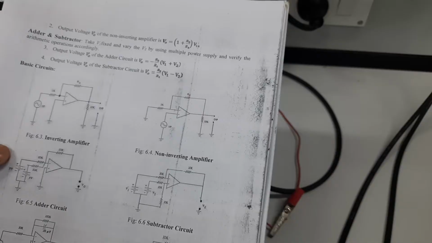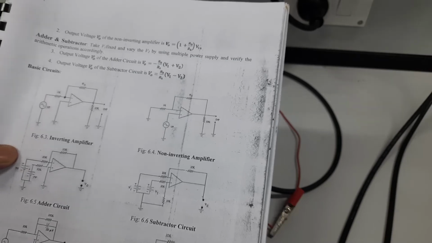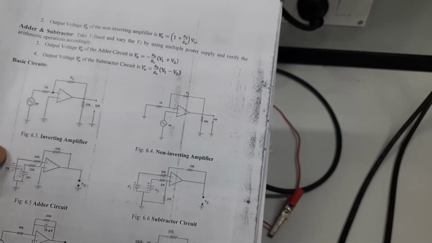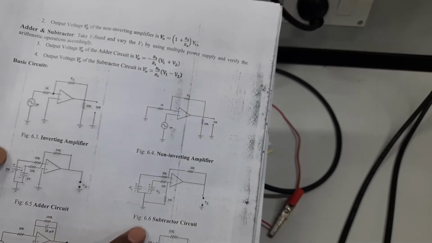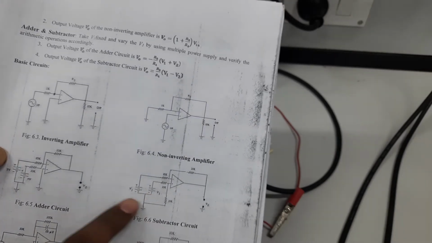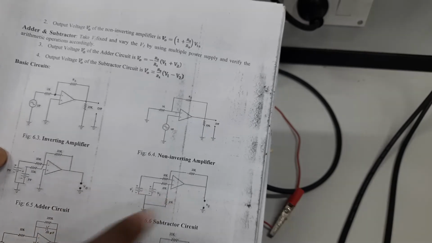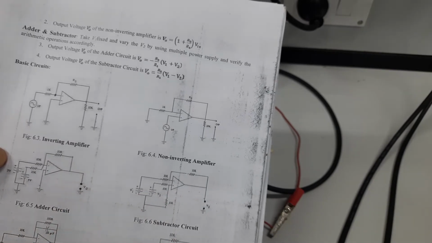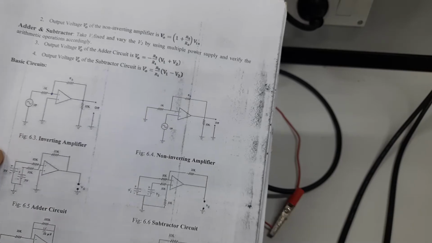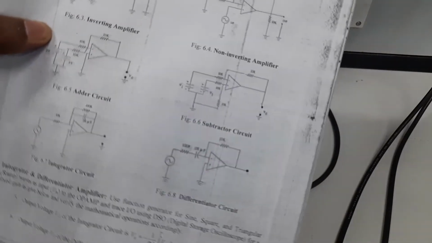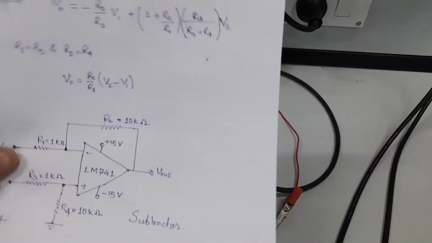Okay, so the next circuit is the subtractor circuit. Here you can see in the manual there are two inputs, V1 and V2. I will take one as a reference and change the other signal, and we will see how the difference comes out at the output with the given gain of the amplifier. In detail, we can see the circuit here.